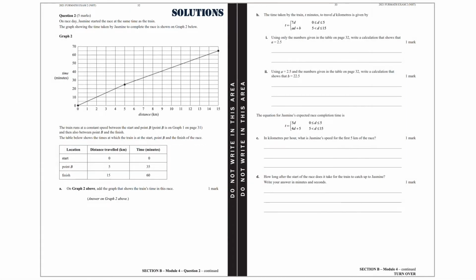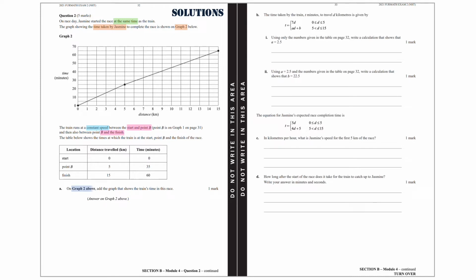Question 2. On race day, Jasmine started the race at the same time as the train. The graph showing the time taken by Jasmine to complete the race is shown on graph 2 below. The train runs at a constant speed between the start and point B, and then also between point B and the finish. The table below shows the times at which the train is at the start, point B, and the finish of the race.